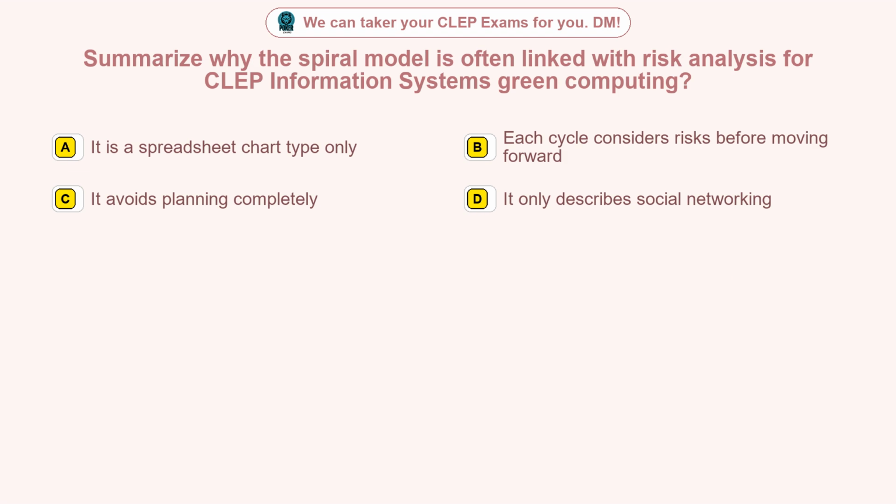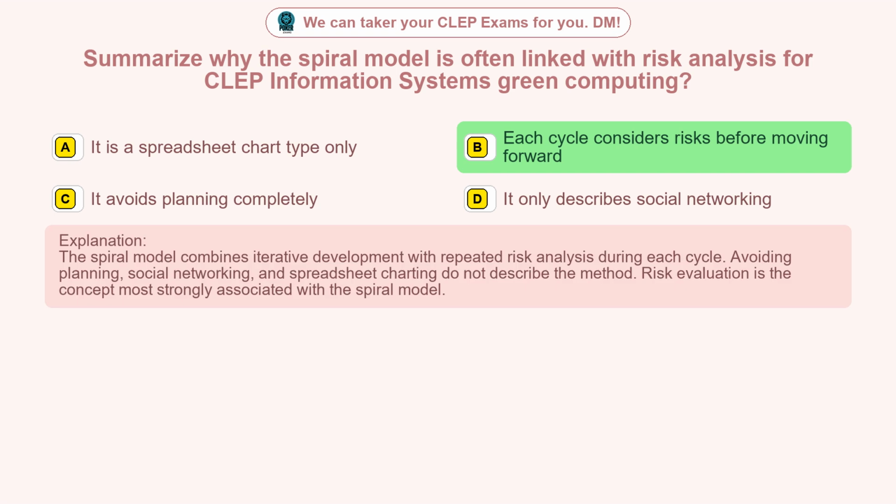Question 71. Summarize why the spiral model is often linked with risk analysis for CLEP Information Systems green computing? Option A. It is a spreadsheet chart type only. Option B. Each cycle considers risks before moving forward. Option C. It avoids planning completely. Option D. It only describes social networking. The correct answer is option B. Each cycle considers risks before moving forward. The spiral model combines iterative development with repeated risk analysis during each cycle. Avoiding planning, social networking, and spreadsheet charting do not describe the method. Risk evaluation is the concept most strongly associated with the spiral model.